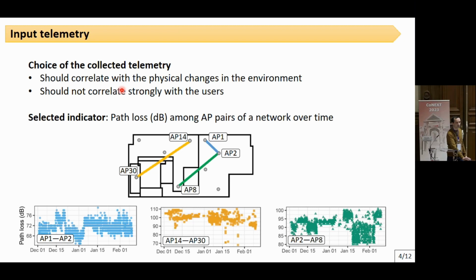For that reason, we selected as an indicator the path loss, expressed in decibels, among the access point pairs of a network over time. What does it mean? You have some representation here. Below is the real data, and here it's a pictorial representation. Given each pair, we can have the series over time, possibly with missing values, possibly with some anomalies, about this path loss over time. And here are just three examples of them from the real data.